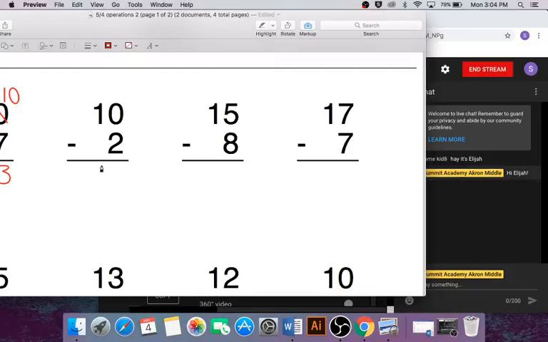Next we have 10 minus 2. Again, can't subtract 2 from 0, so we go borrow from our 1. Our 1 becomes a 0, and our 0 becomes a 10. 10 minus 2 is 8. And then we have nothing here and nothing here, so our answer is just 8.